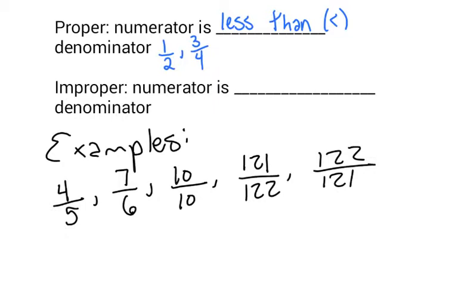Improper, the numerator is always greater than, but it could also be equal to.